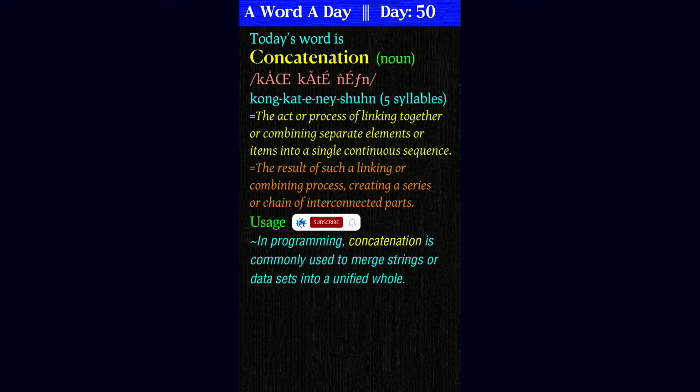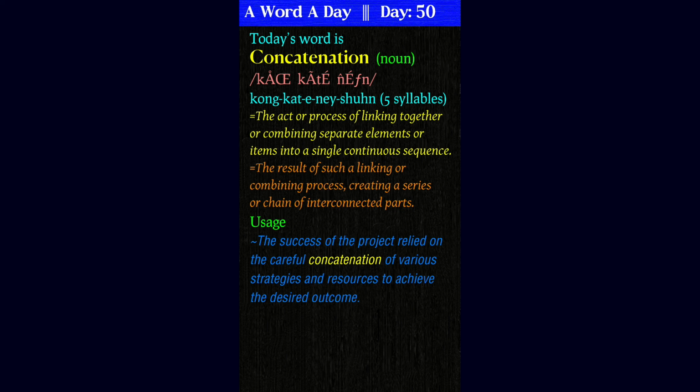Usage. In programming, concatenation is commonly used to merge strings or data sets into a unified whole. The success of the project relied on the careful concatenation of various strategies and resources to achieve the desired outcome.